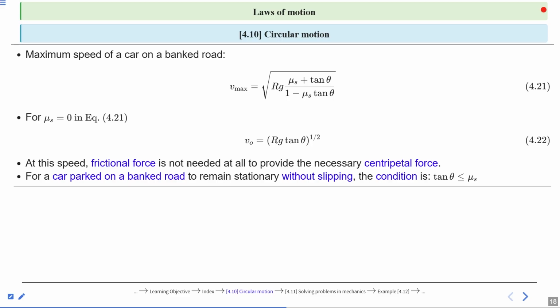This is an important condition. For a car parked on a bank road to remain stationary without slipping, the condition is tan theta less than or equal to mu s. This is the condition for no slipping when a car is parked on a bank road, and this relation is very important, so remember this.